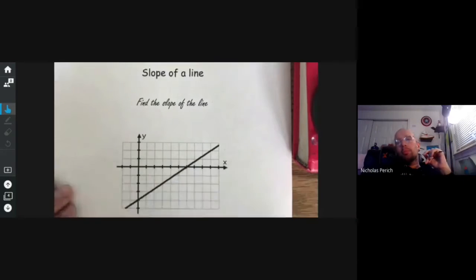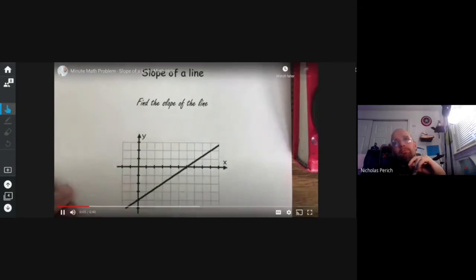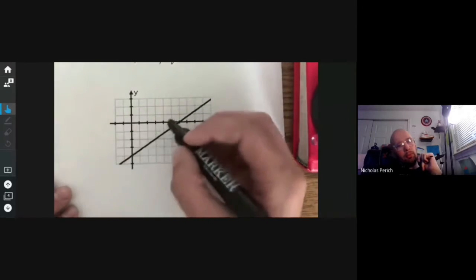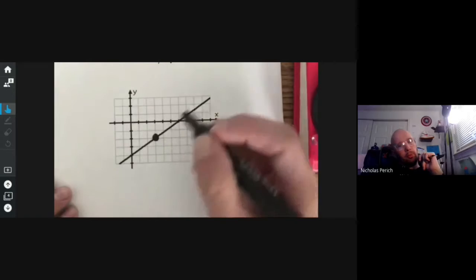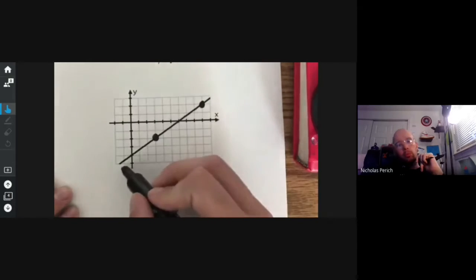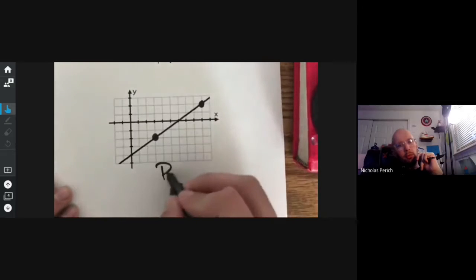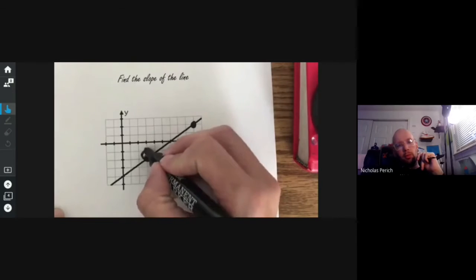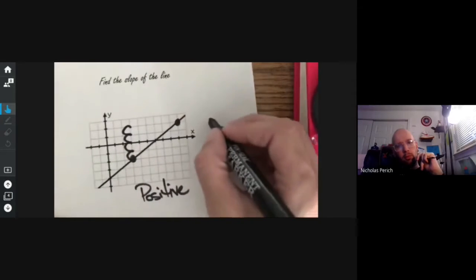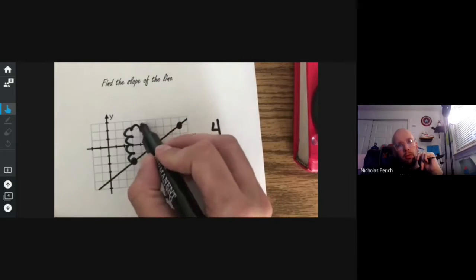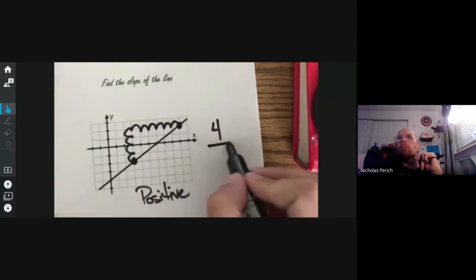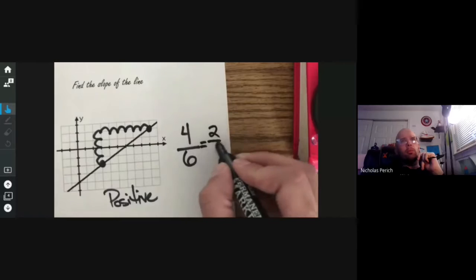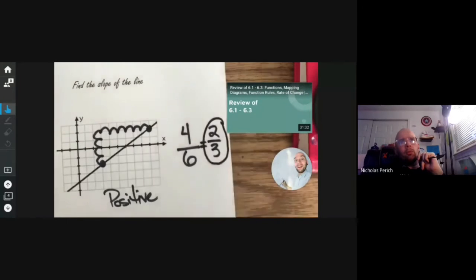All right, my job is to find the slope of the line. The slope is rise over run, so I need to pick 2 points. As you can see, I don't have any points, so I have to make them up where they obviously are. Since this line is going up and to the right, it's a positive slope, so I'm going to make a note of that. If I go from this point to this point, I rise 1, 2, 3, 4. So my rise is 4. My run is 1, 2, 3, 4, 5, 6. Those are both even numbers, so I know positive 4 over 6 simplifies to positive 2 over 3.